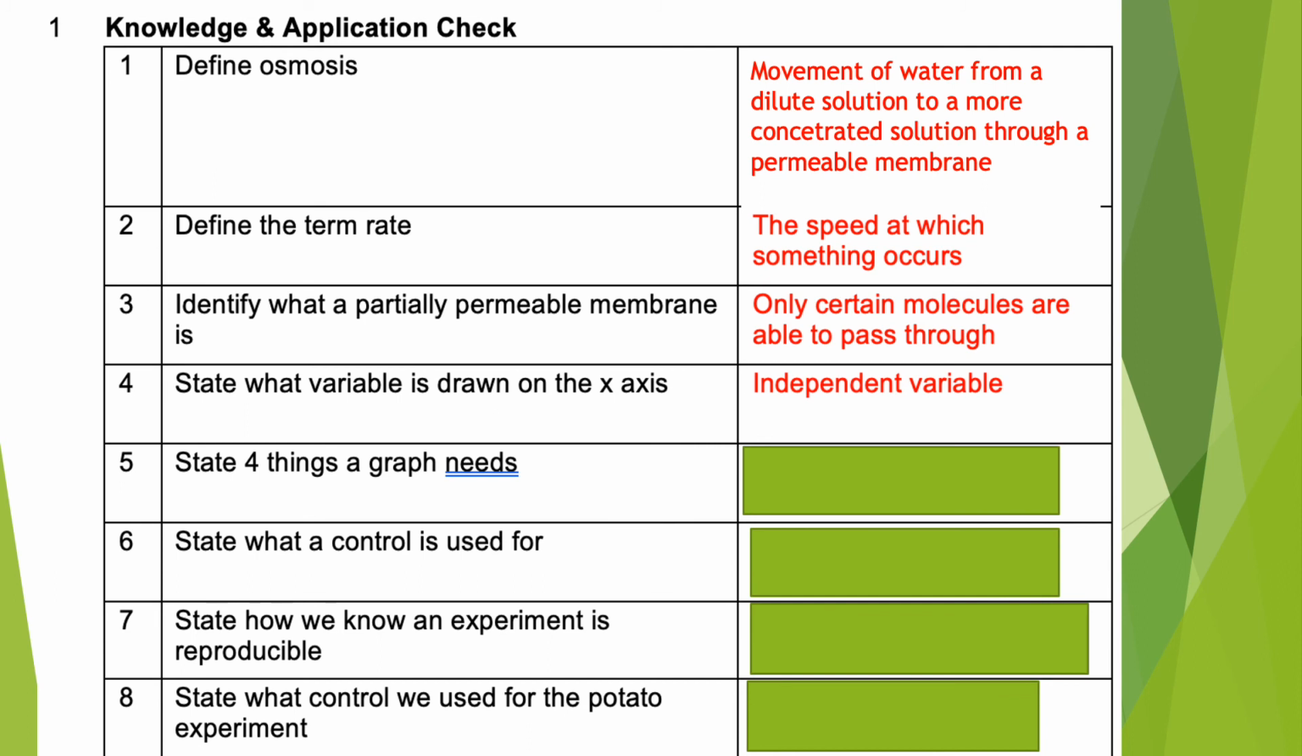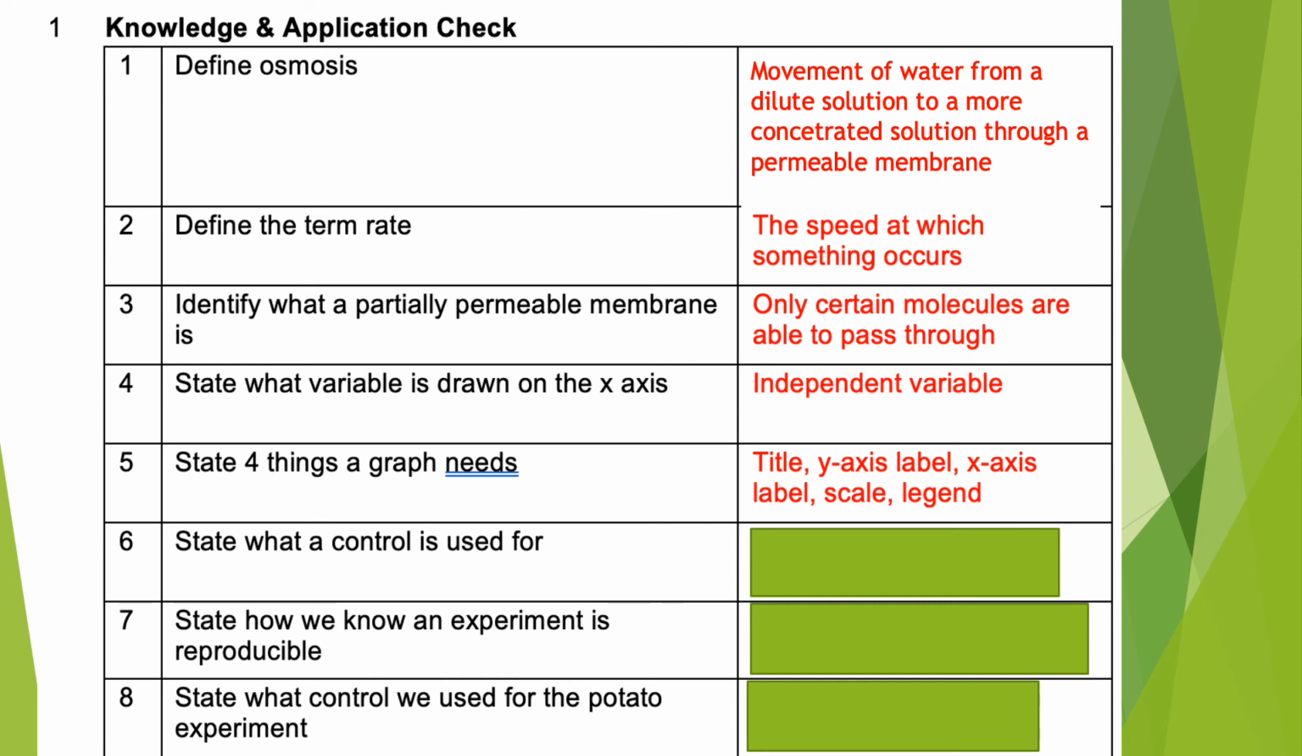Number 5, state 4 things a graph needs. Now, this could be quite different, but from my expectation, I would expect every student to have these 4 things on a graph if they were to submit it for work or on an assessment. And that is, you need a title. Okay, what am I looking at?